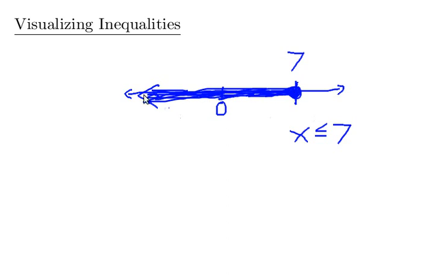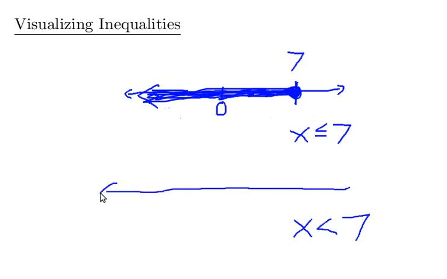Okay, but what if we don't want to include 7? What if we want to show the relation x is less than 7? Strictly less than, not less than or equal to. So let's draw the number line again. We have 0 here, and we have 7 here.